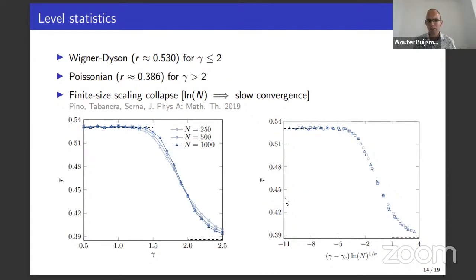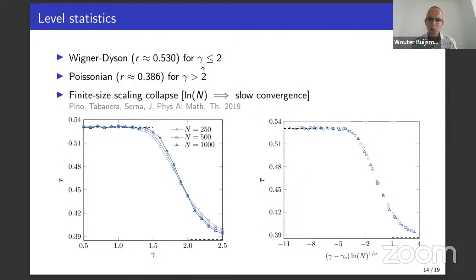quantify the level statistics. And what we find is that if you have Wigner-Dyson level statistics, then we find an average ratio of consecutive level spacings of 0.53. While if we have level statistics which are Brownian, then we find 0.39. So there's quite a significant difference between them.